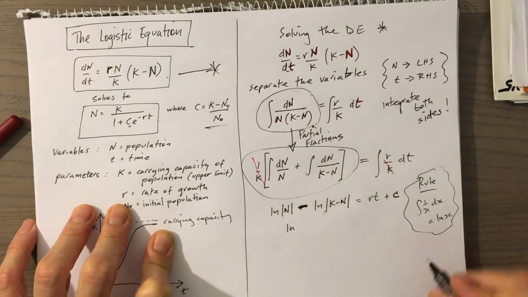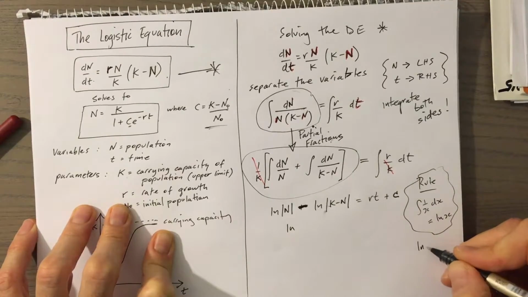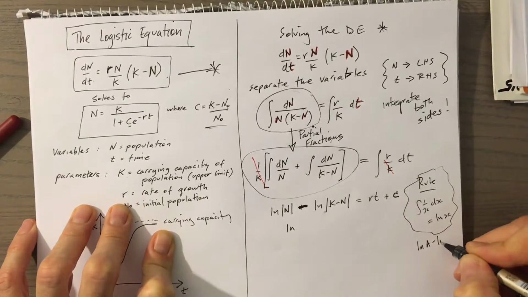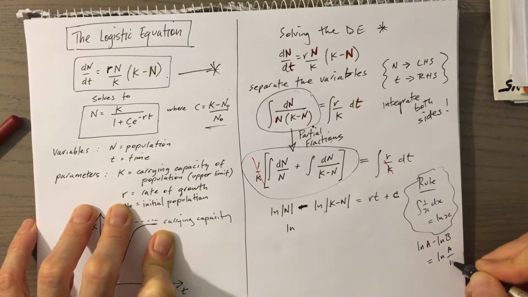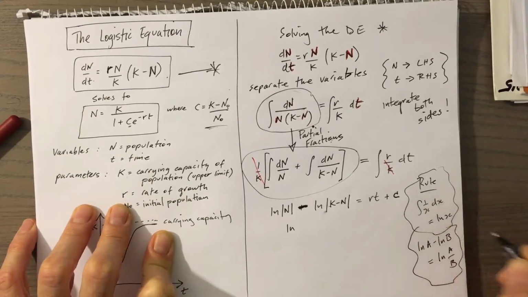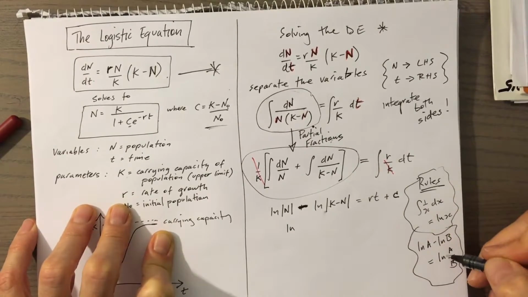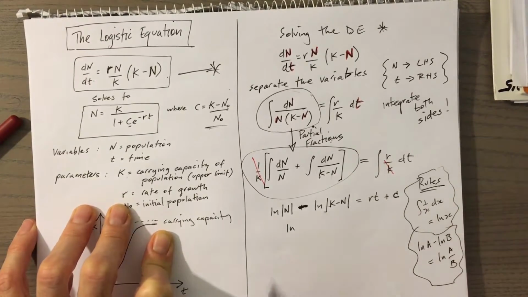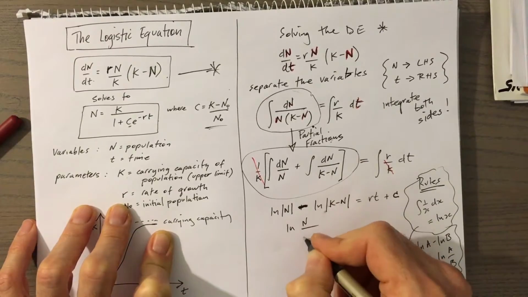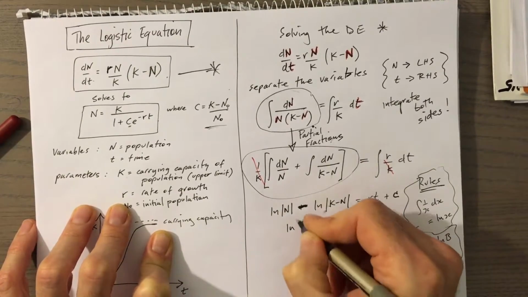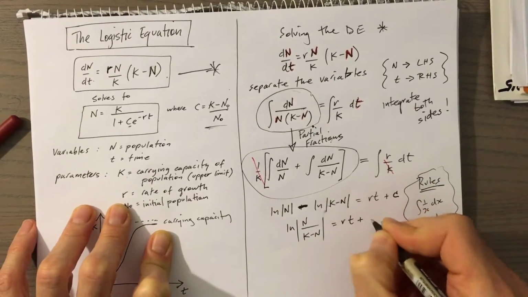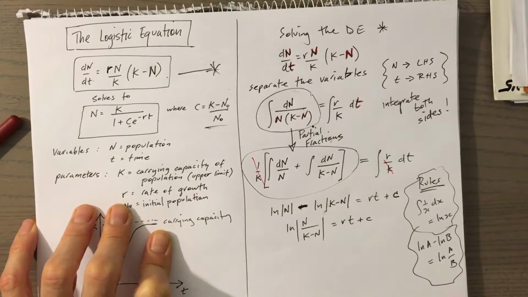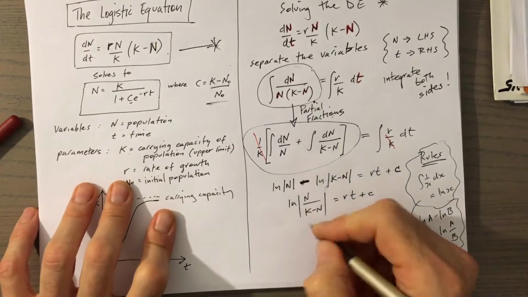The log of A minus the log of B can be thought of as the log of A over B. So that's another little rule. We've got a couple of rules here: this is an integrating rule, and this is a log rule that we have to use. So we're going to say that n over k minus n, absolute value, equals RT plus C. Good. Now, exponentiate both sides.